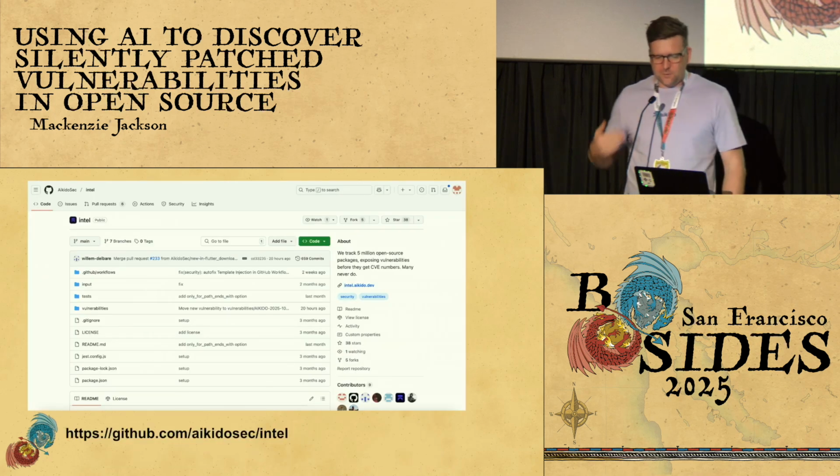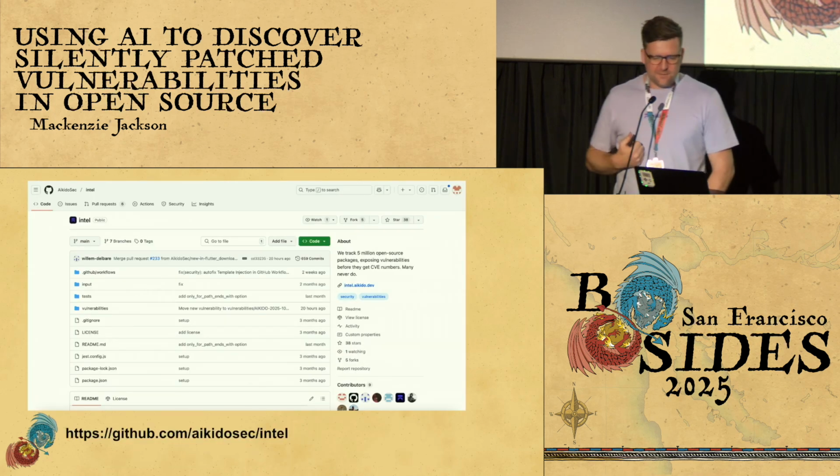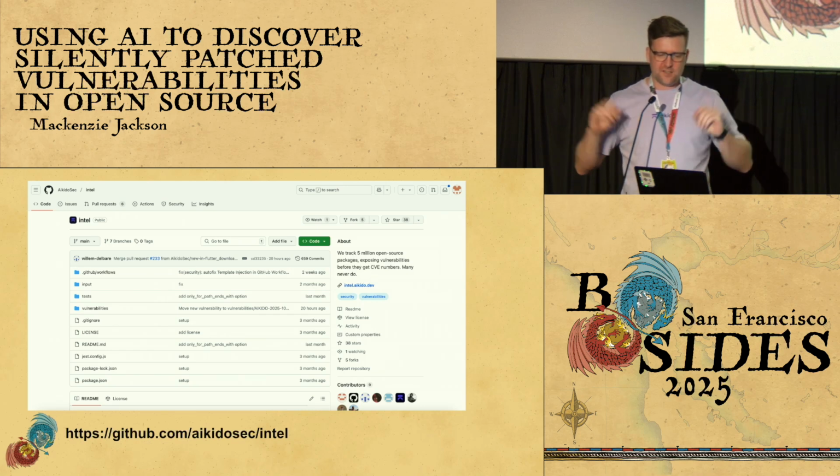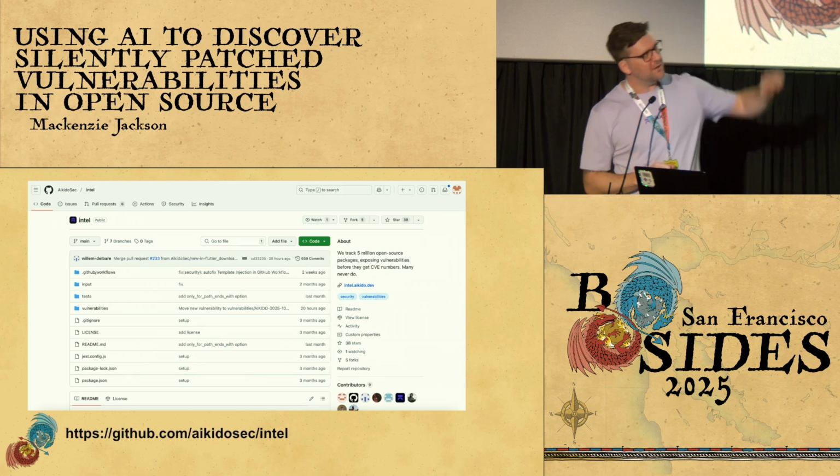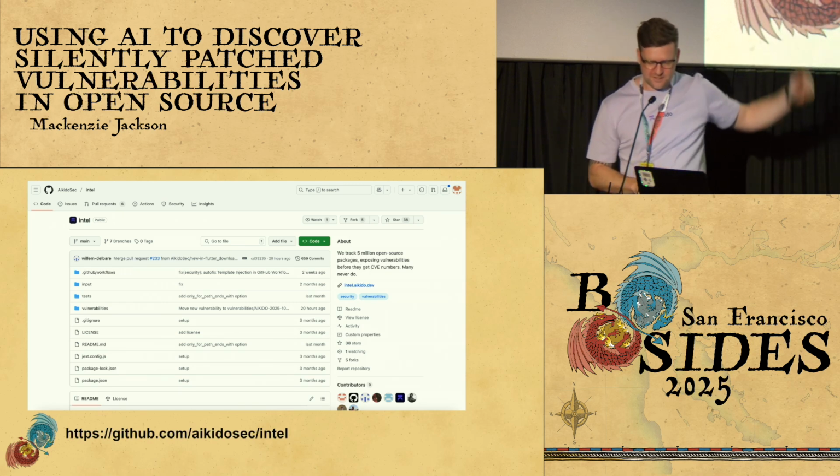So we created something called Intel. This is our threat feed. It's on GitHub. It's an open source threat feed. We also have a very nice, pretty graphical website, but I was told I'm not allowed to show it because it was too producty, but that's okay. It's just the GitHub thing, but pretty.